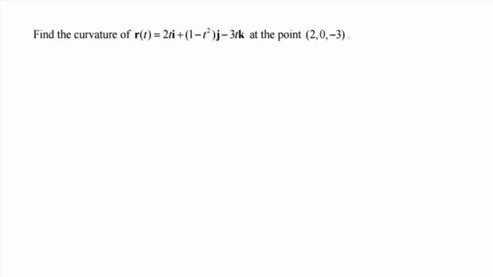In this one, guys, we're going to find the curvature of r of t equals 2t i plus the quantity 1 minus t squared j minus 3t k at the point (2, 0, -3). When you're evaluating at a point, you'll actually get a number. So we're not finding the curvature function. We're finding the actual numerical curvature at this point on the curve, (2, 0, -3).